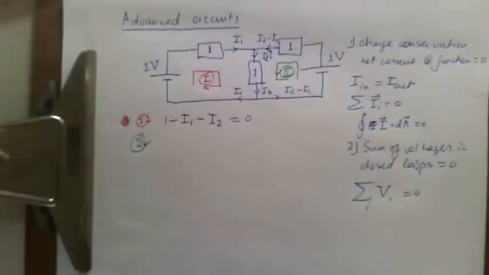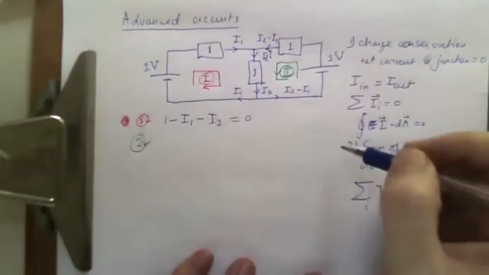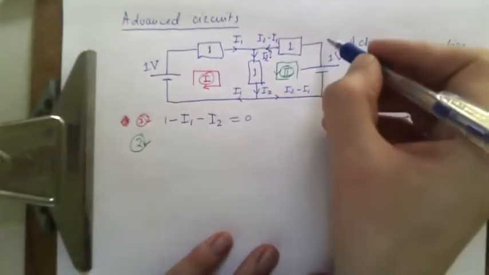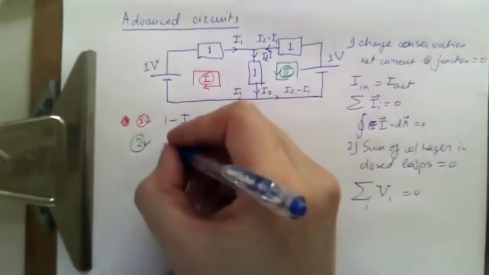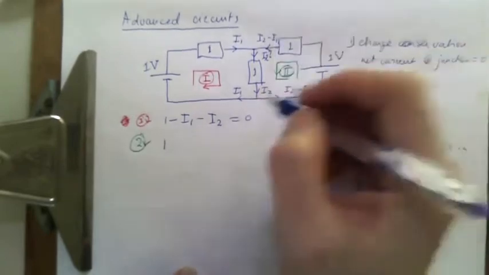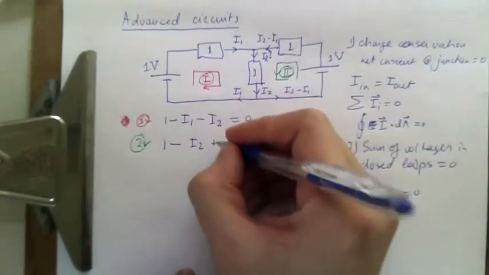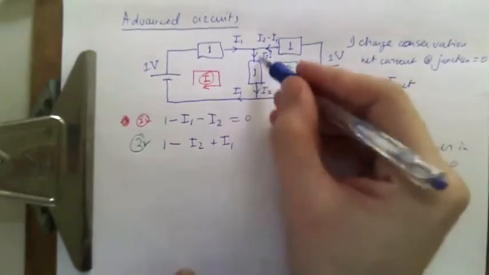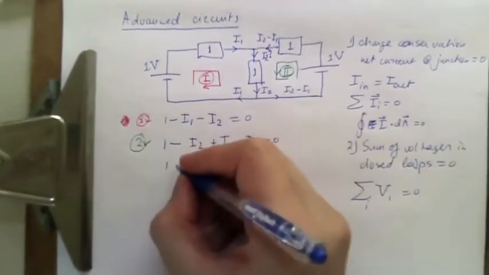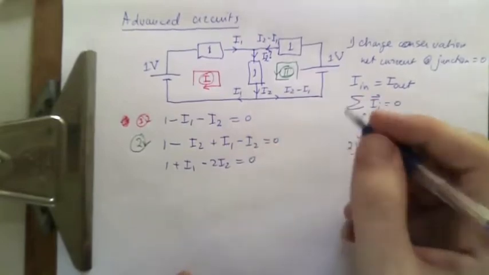So I'm going to let you work on number 2. So we take a stroll through this circuit from here through there. So potential goes up by 1. Then we go through here, the potential drops by 1 minus this. So that's going to be 1 minus I2, and then of course plus I1. And then we go through here, it's going to be minus another I2, and that's 0. So that's going to give you 1 plus I1 minus 2 I2 is 0.